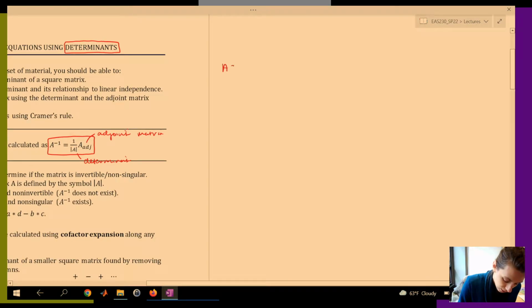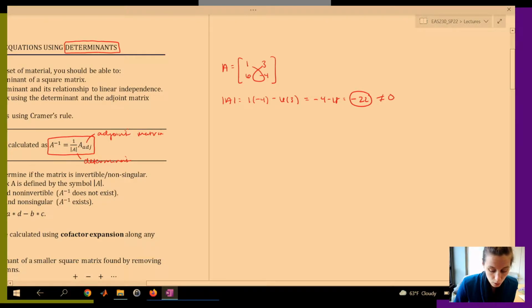Let's say A looks like this. The determinant of A is, my little fish, these numbers minus these numbers. So 1 times -4 minus 6 times 3, or -4 minus 18, or -22. Okay, that number is not equal to 0, so my inverse exists and I can go ahead and move forward.